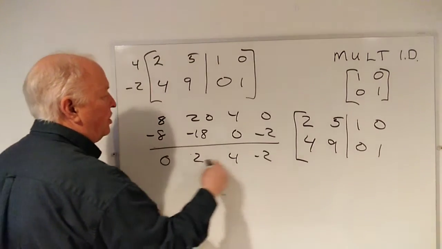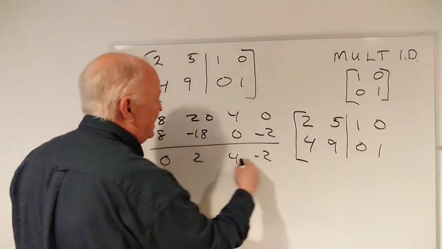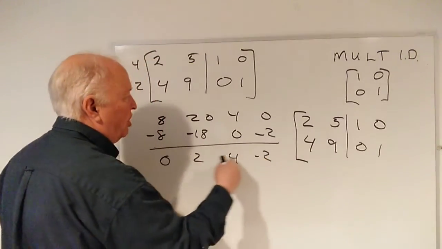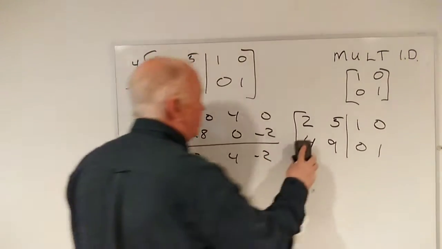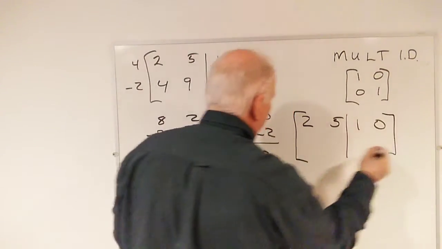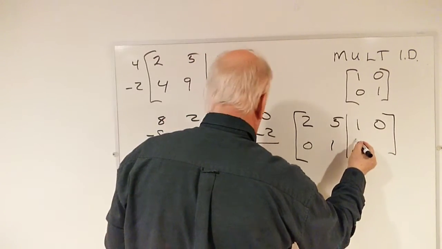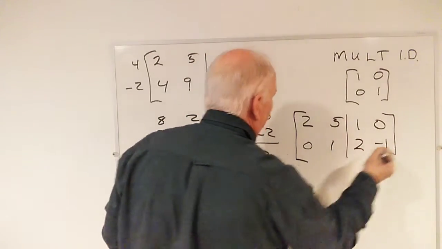And remember that anytime I have a row, I can always divide it by a number. And these can all be divided by 2. So we'll do that. And this will give us a bottom row of 0, 1, 2, -1.